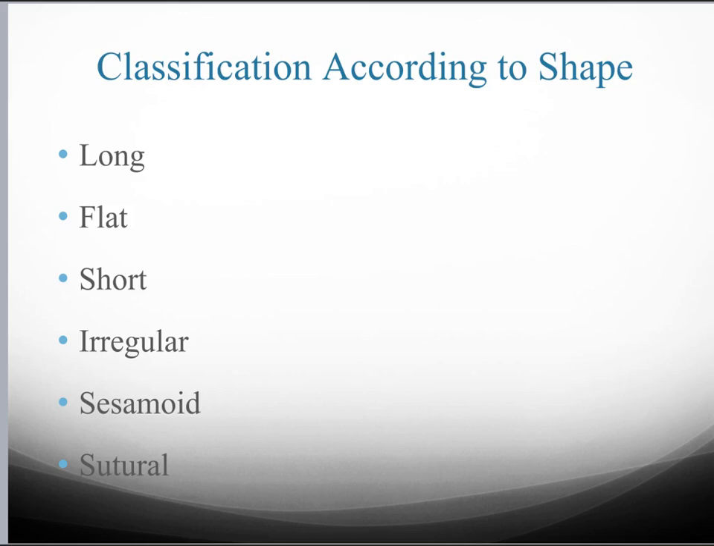So we've already introduced a long bone. Now a flat bone is, as it implies, flat. A short bone, again short. Irregular will have an irregular shape. A sesamoid will have a sesame seed shape, and a sutural bone is a bone that forms these zipper-like connections or sutures along, say, our cranial bones or facial bones.